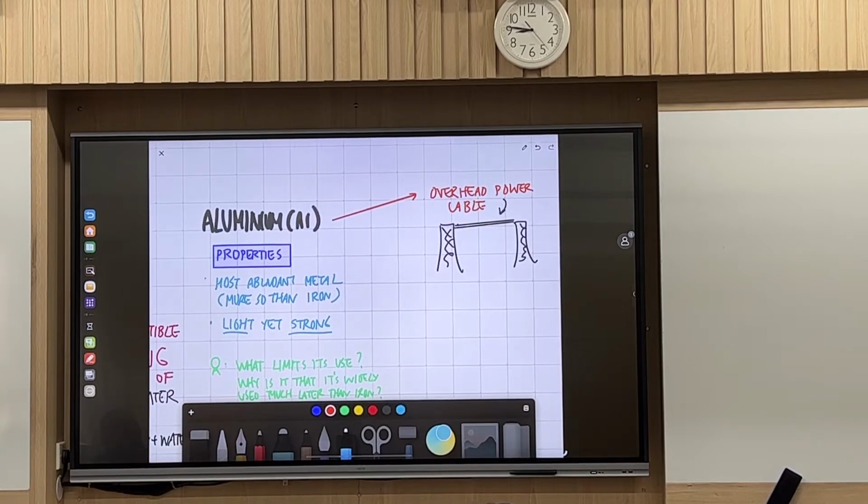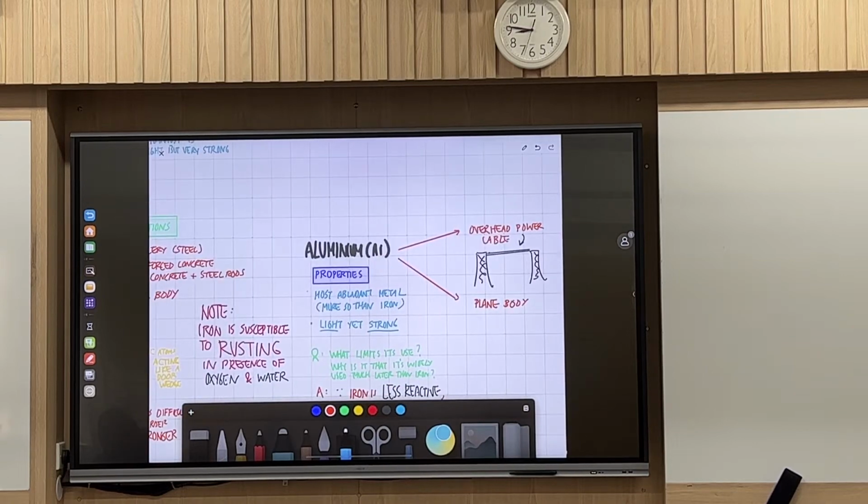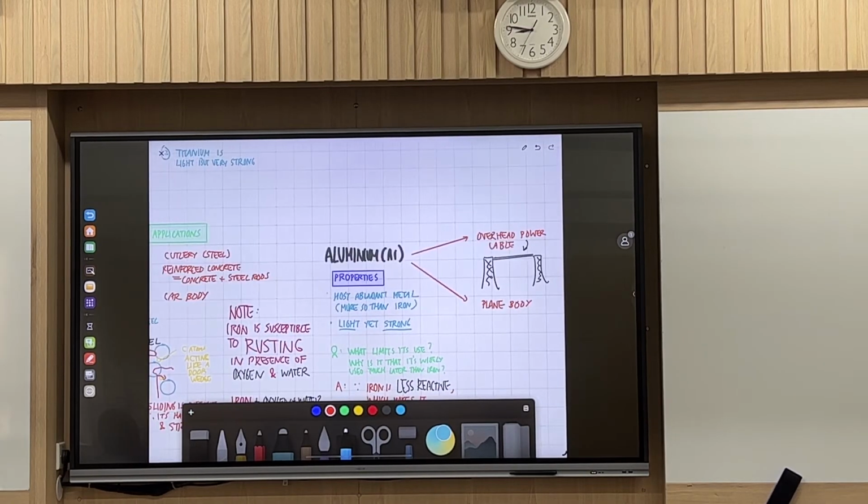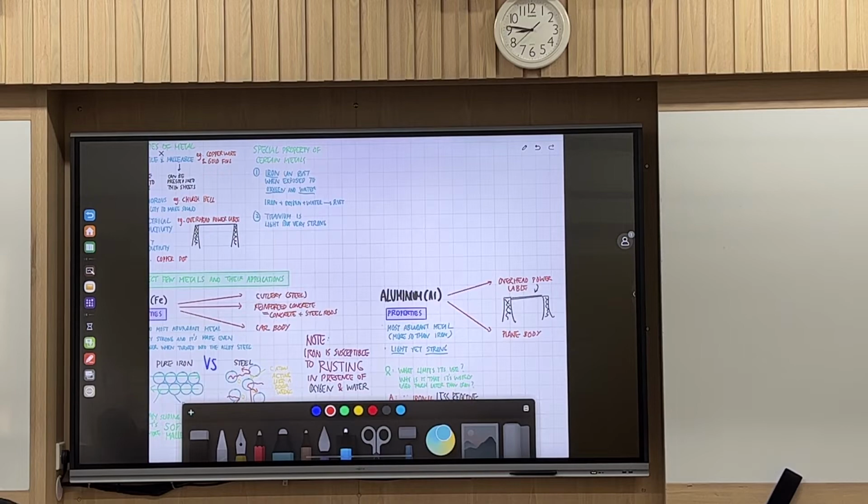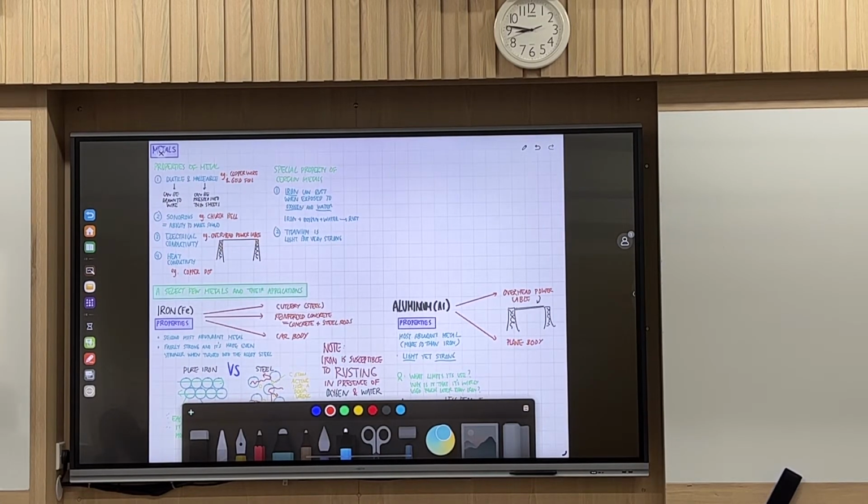And the second application, which I'm sure all of you will understand, is in planes. The aircraft body is made mostly of aluminium, because the luggage and the passengers are heavy enough. You want to keep the aircraft body light so that the jet can fly more easily.